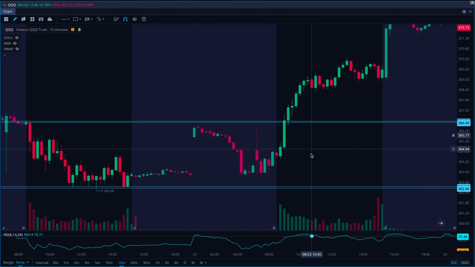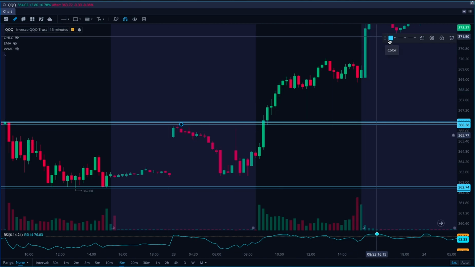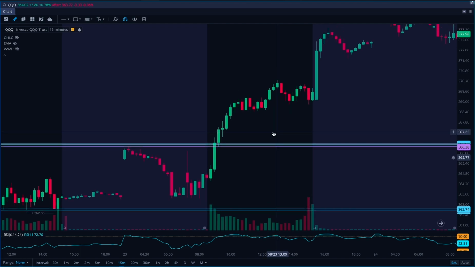Now that we've got our previous day's zones, let's go ahead and chart our pre-market high, which is very close to the previous day's high. Make that a different color real quick. Alright, so now that we have those levels charted out, let's go ahead and get down to a smaller time frame.